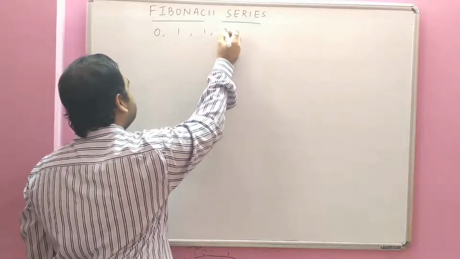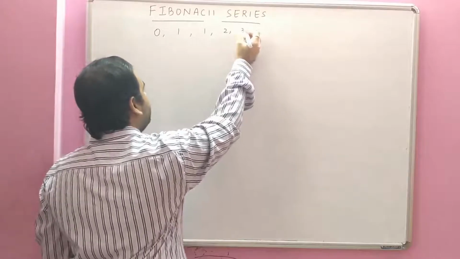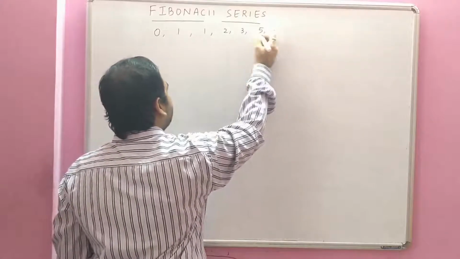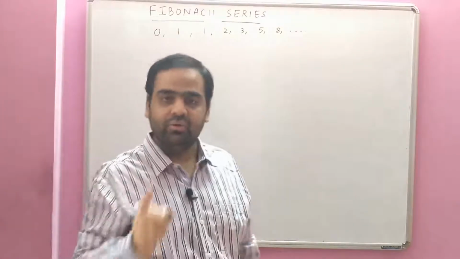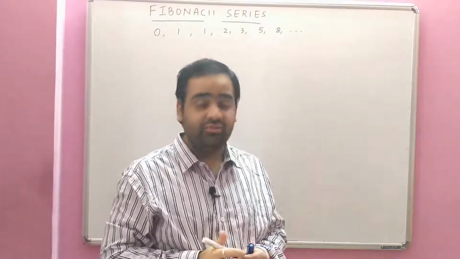1 plus 1 is 2. 1 plus 2 is 3. 3 plus 2 is 5. 3 plus 5 is 8. And it goes up till infinity. Therefore, it is an infinite series.